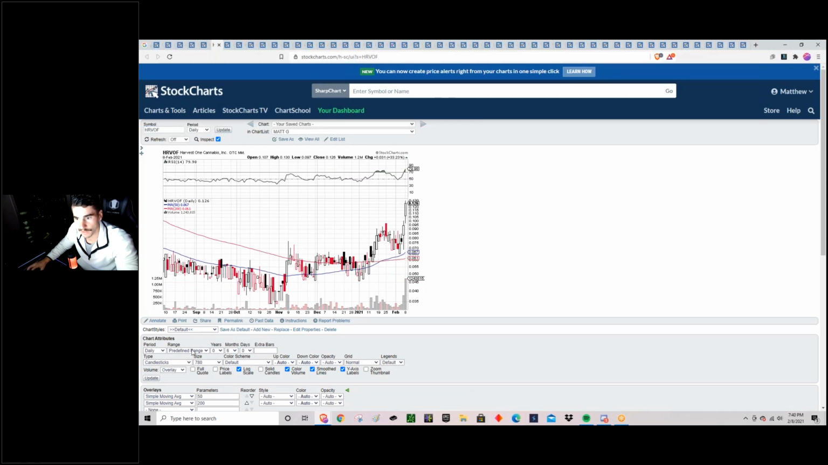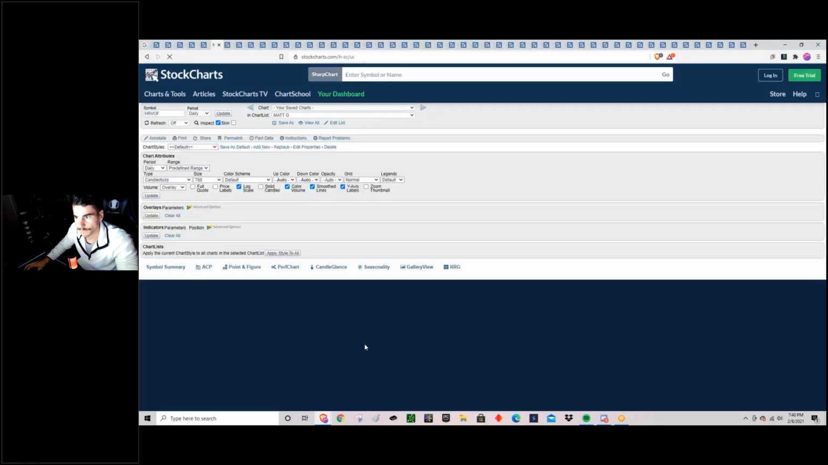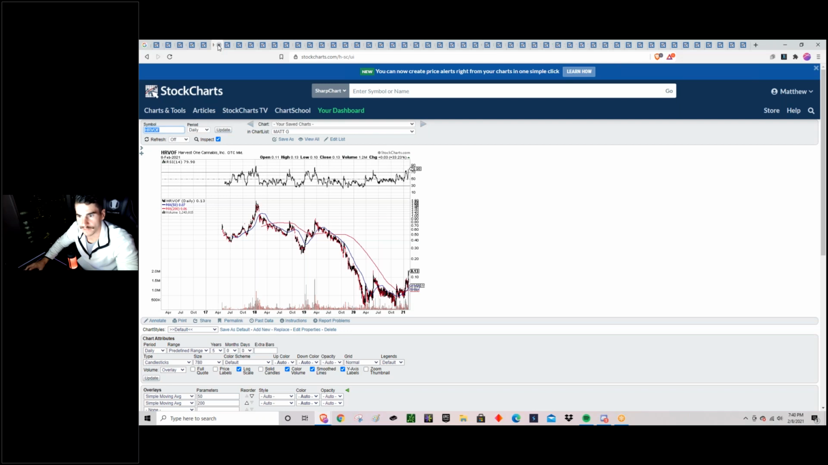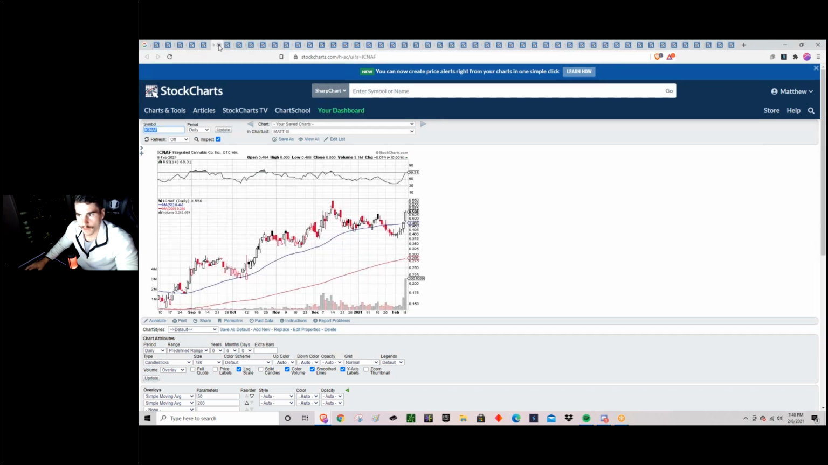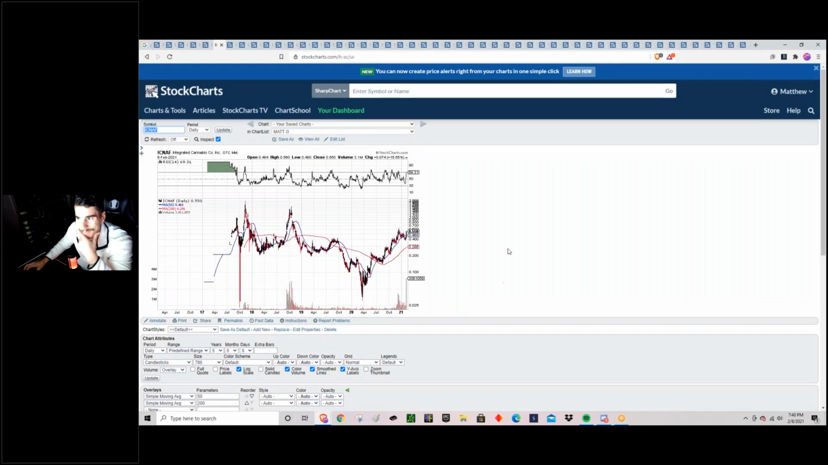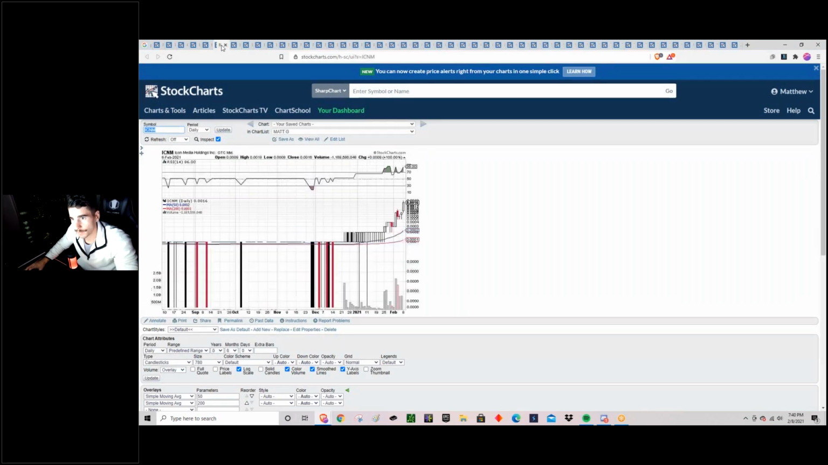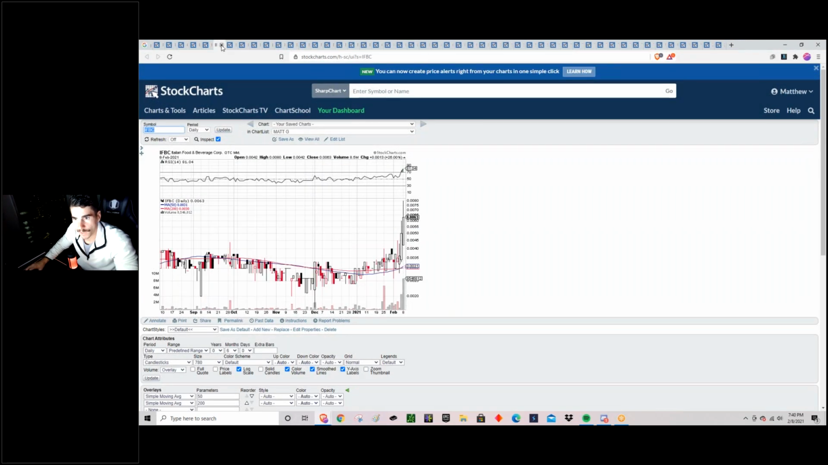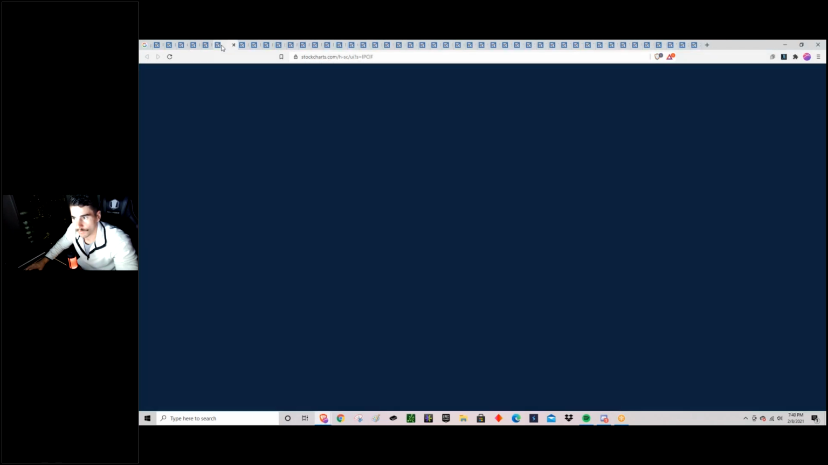This is a cannabis stock. I know that. Yeah, but it's not something I would trade. This is a cannabis stock, I know that. It's not a bad chart, but again, it's not something I would trade. No.